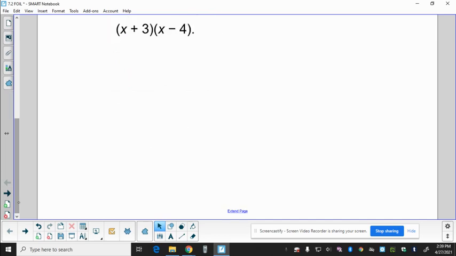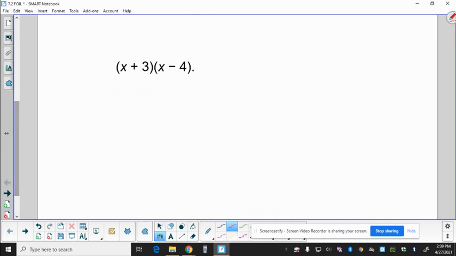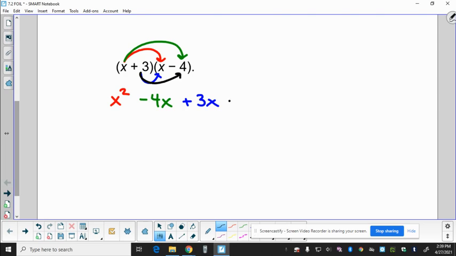Okay, let's try this one. Here we go. First terms, x squared. Outside terms, negative 4x. So the first distributive property is done. Inside terms, positive 3x. Last terms, watch your signs, that's a negative 12 when you multiply.